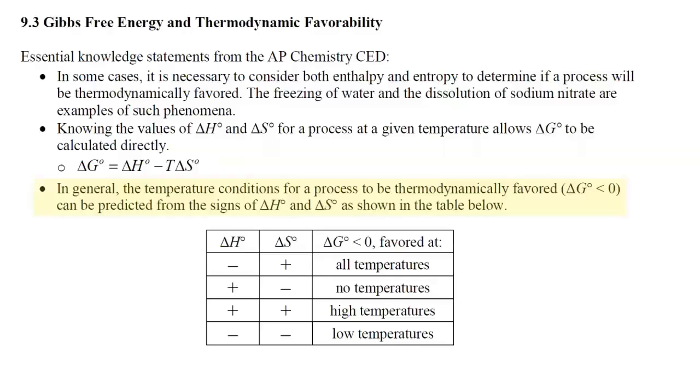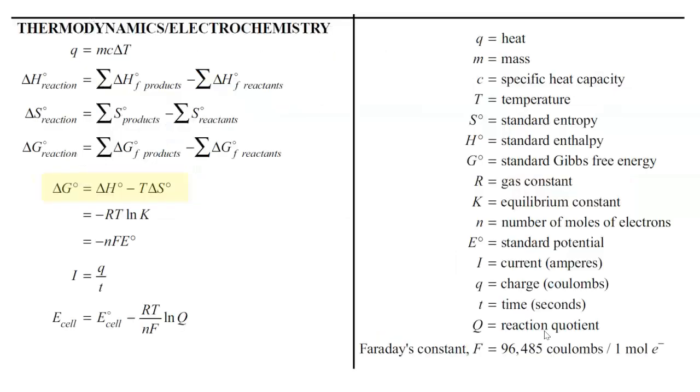So, considering the fact that the sign of delta H could be either positive or negative, and the sign of delta S could be either positive or negative, that gives us 4 different situations, and they're listed here in this table. I'm not going to go over all 4 of these situations right now, but later in the video, between questions 11 and 12 in the packet, we will explore all 4 of these possibilities. And here you can see that the equation delta G equals delta H minus T delta S is listed on the AP Chemistry Equations and Constants sheet.